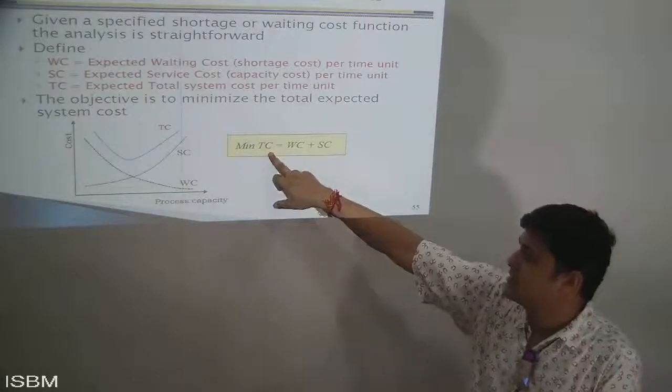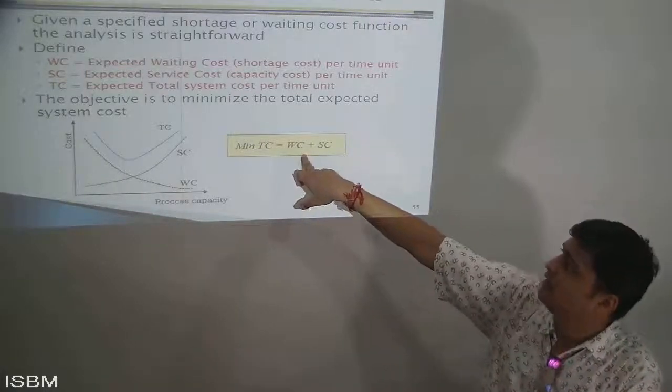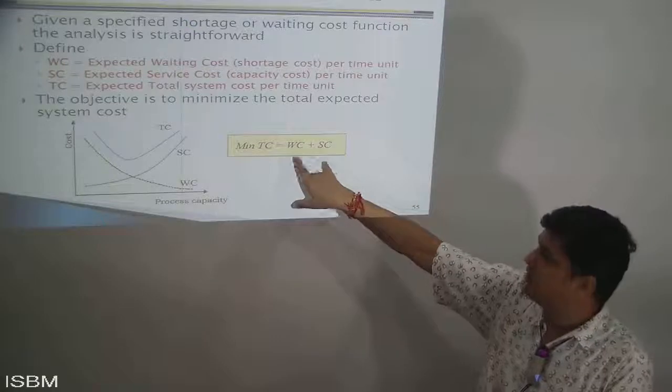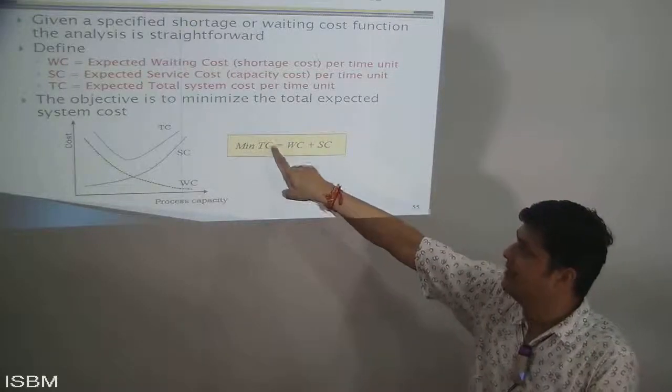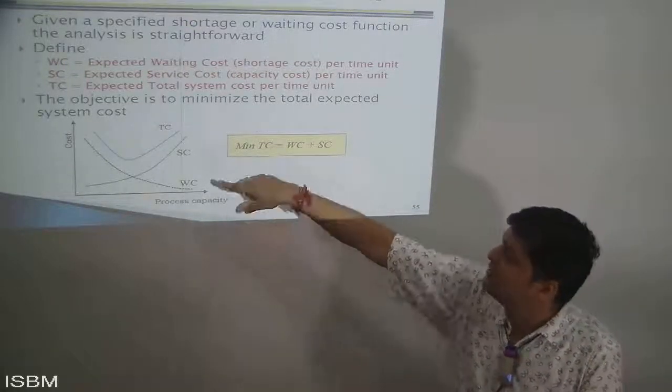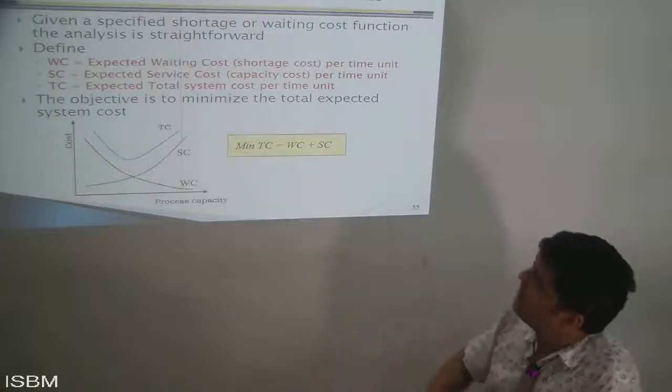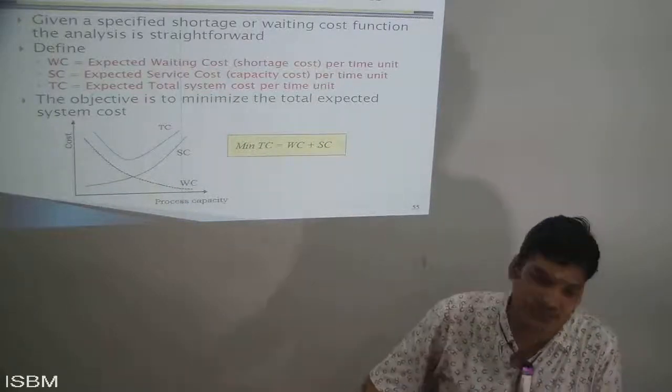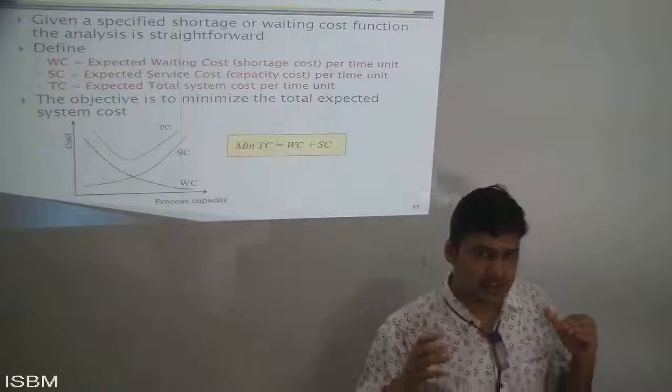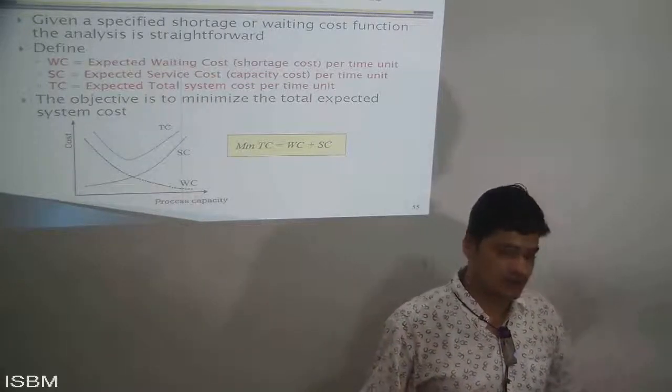So total system cost is nothing but the waiting cost plus service cost. These two we have to add, then we will get the total cost, which is shown over here. Just keep in mind, total cost is nothing but the waiting cost plus service cost.